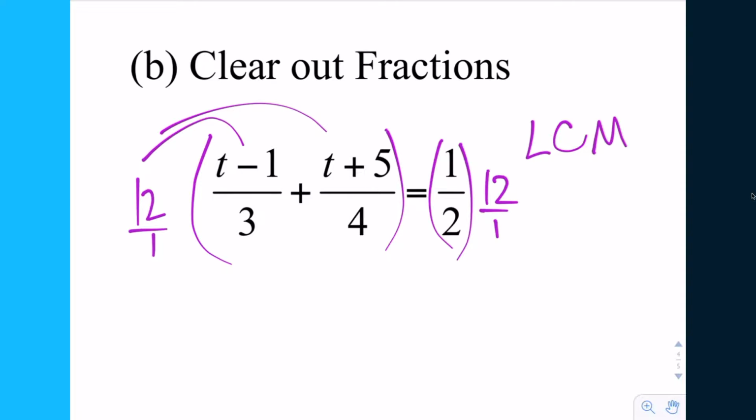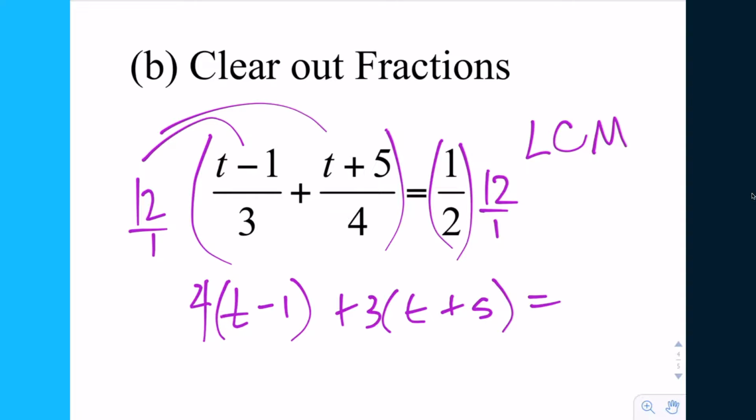What's 12 divided by 3? 4. So 12 thirds gives you a 4, and then that's going to be times t minus 1. Plus, you distribute to the next one. What happens with your 12 divided by 4? You get a 3. So plus 3 times t plus 5. And then over here, this one's easier. 12 times a half is 6.